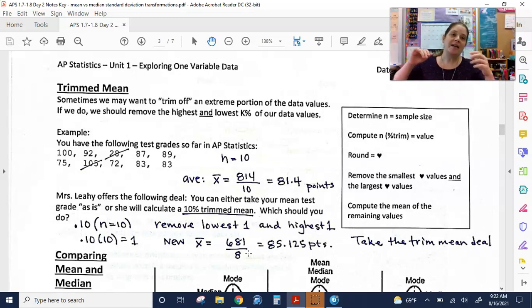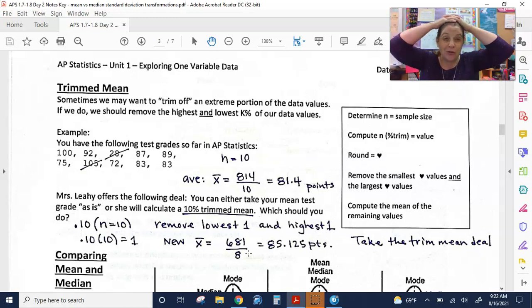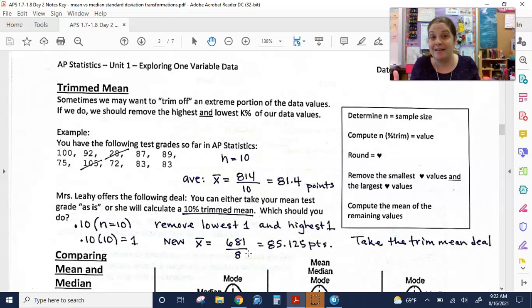Okay, now if I wanted a 10% trimmed mean with 298 numbers, 10% of 298 is 2.98. Okay, in which case I'm going to remove the 3, the 3 values on both sides.